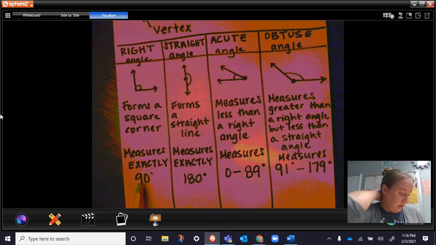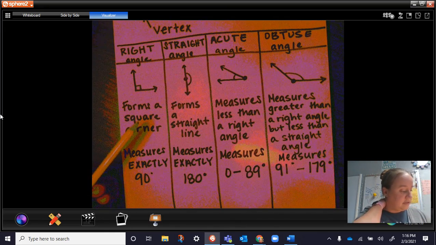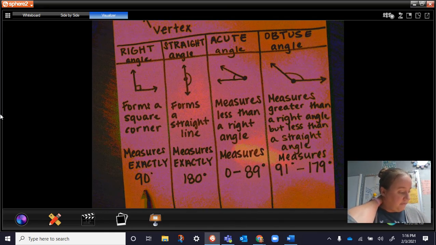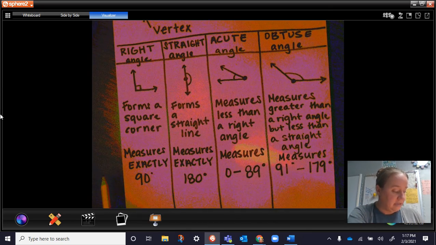The way that we measure how much space is from here to here, we measure it in degrees. And if I'm talking about a right angle, I'm talking about something that is exactly 90 degrees, not 89, not 91, exactly 90. So a right angle is only 90 degrees.